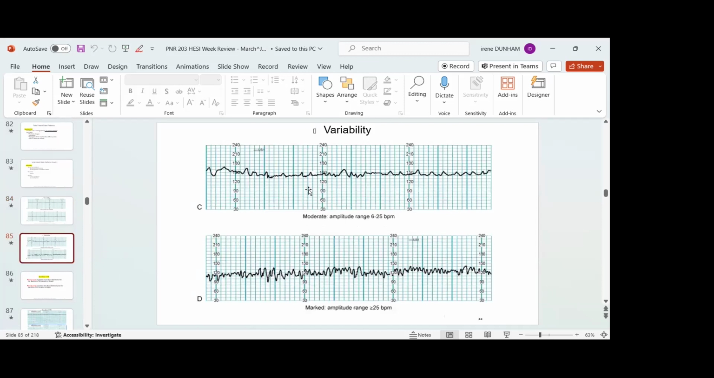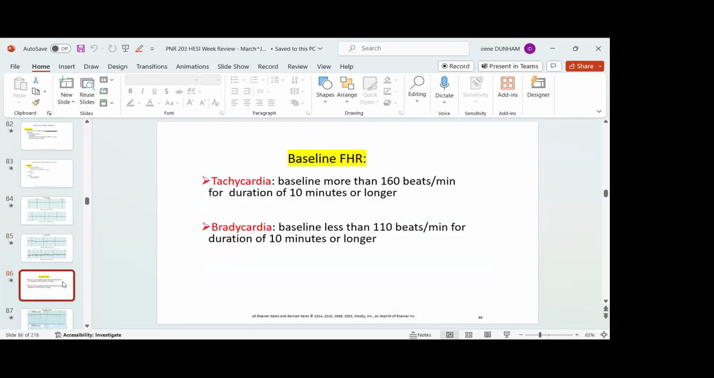Then you have moderate. And this is what I like. 6 to 25 beats per minute. See these little things? These are beat to beats. And there's quite a bit here. Good baby. This is a great baby. He's doing fantastic. Now this one has marked beat to beat, so you have greater than 25. This you don't like too much either. What I like the most is the moderate. This one tells me this baby is starting to get into trouble, and you could probably use an IV, or mom could use some assistance.